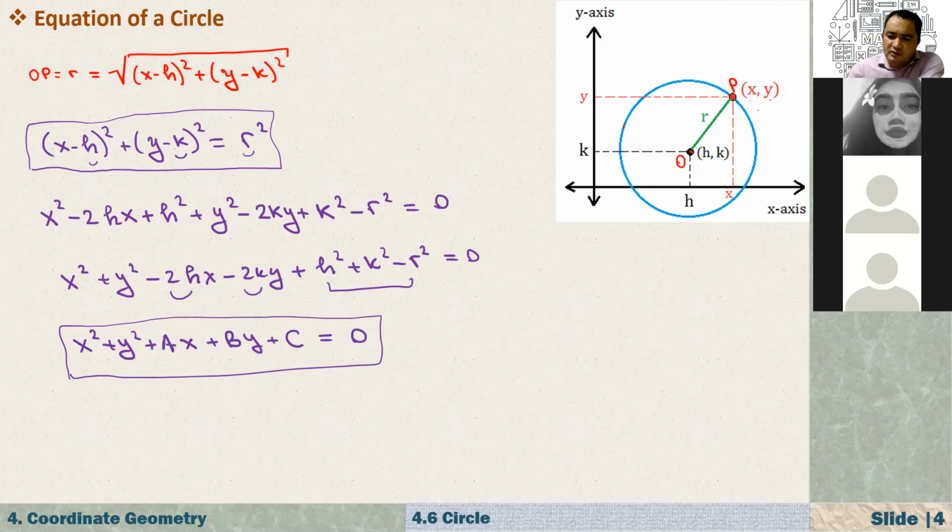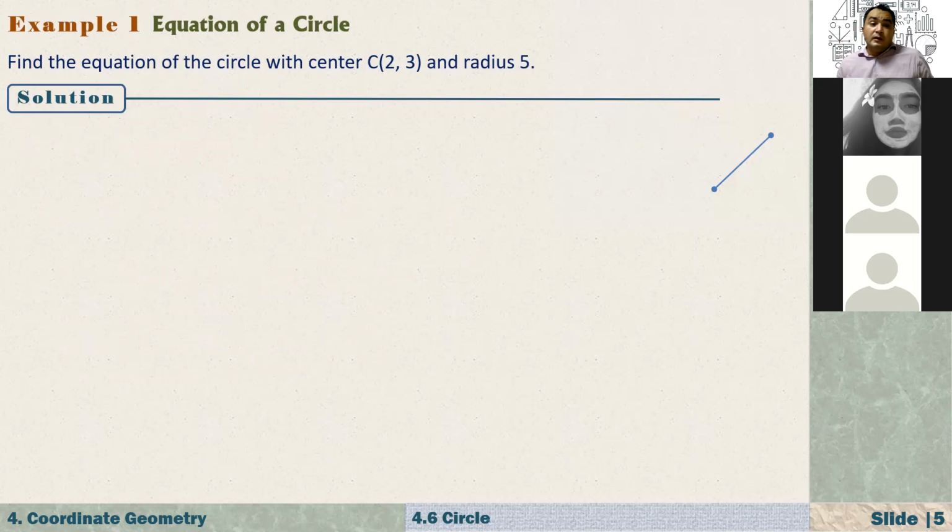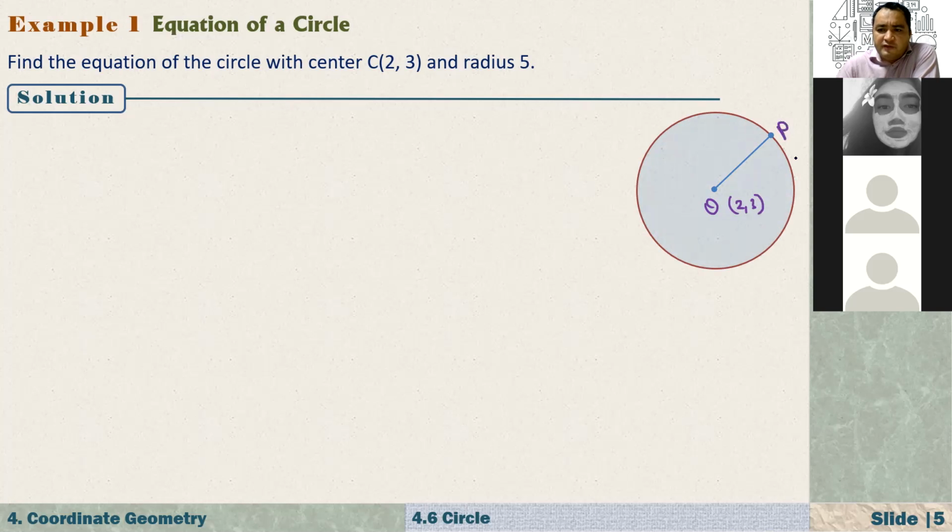All right, now let's solve maybe two questions and finish the class. The first example: find the equation of a circle with center C, whose coordinates are (2, 3), and radius 5. Let's say we are talking about this circle, and that is the center, whose coordinates are (2, 3), and let's say that's any point on the circumference, and the radius is equal to 5. Then what is the equation? The equation of the circle is (x minus 2) squared plus (y minus 3) squared is equal to 5 squared.